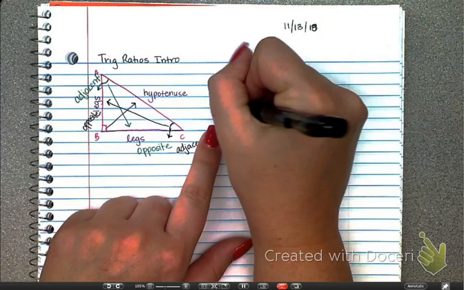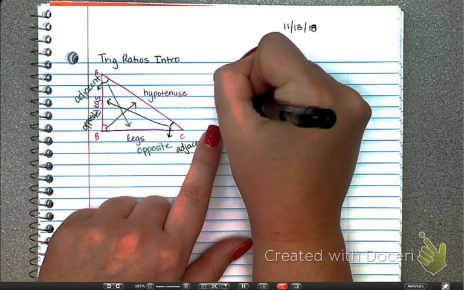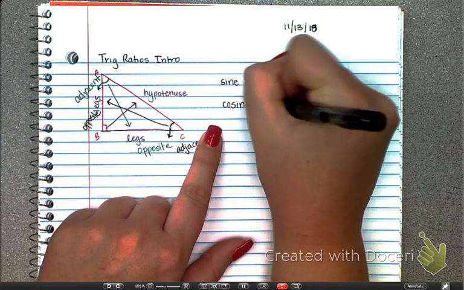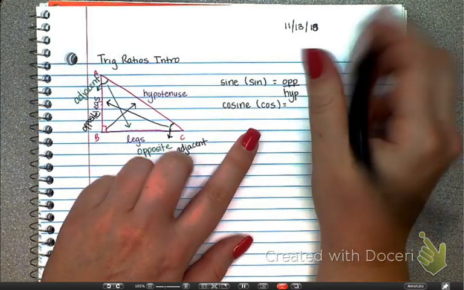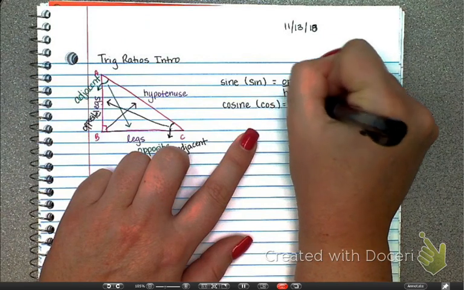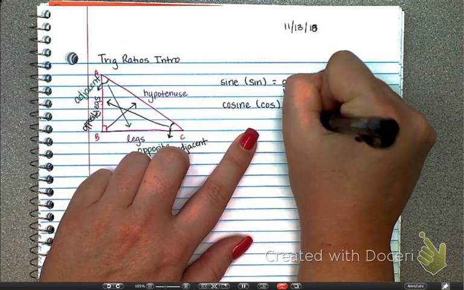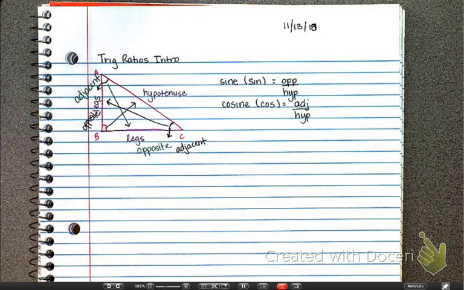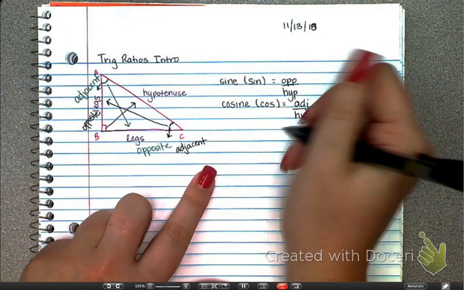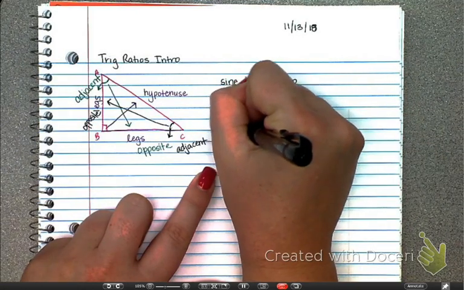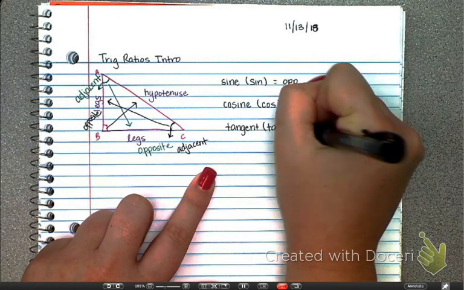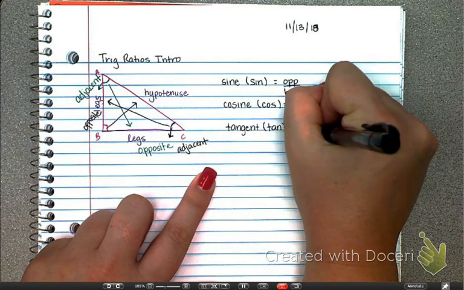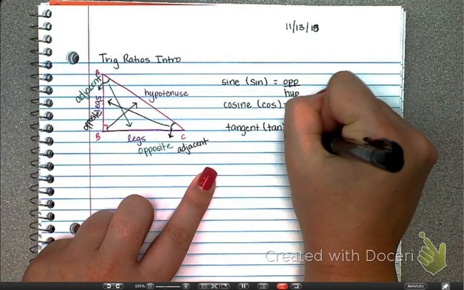Then we have cosine, abbreviated COS. Cosine is adjacent over hypotenuse. And our last one is tangent, abbreviated TAN. That one is opposite over adjacent.